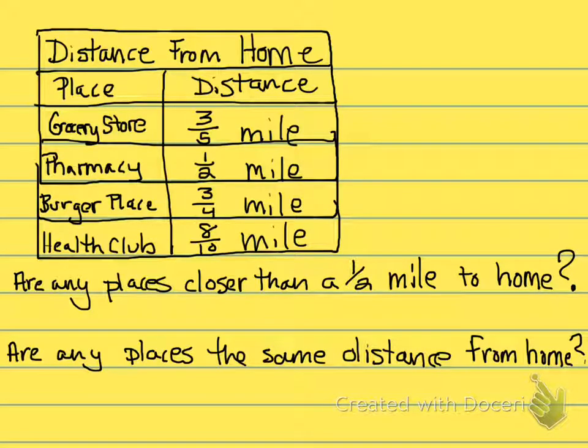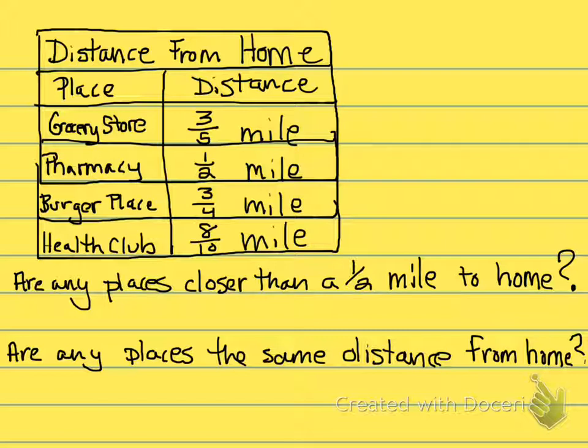Here is a word problem in which finding a common denominator will help you answer the following questions. We have a table with the distance from home. There's the place and then the distance. We have the grocery store 3/5 mile away from home. The pharmacy, which is 1/2 mile from home. The burger place, which is 3/4 mile from home. And the health club, which is 8/10 of a mile from home.